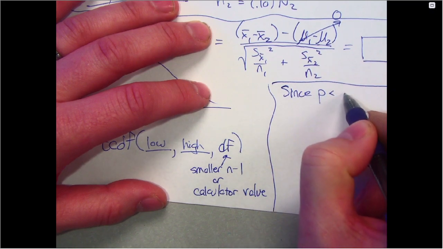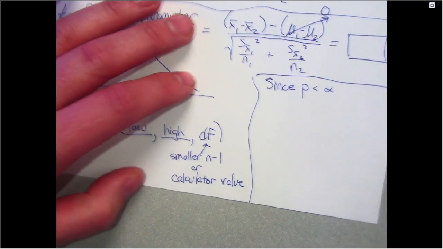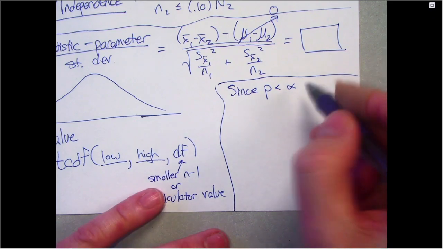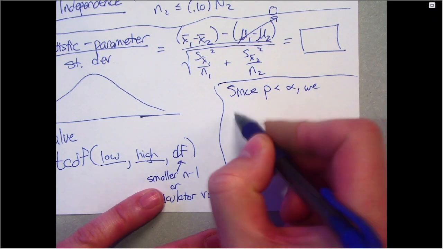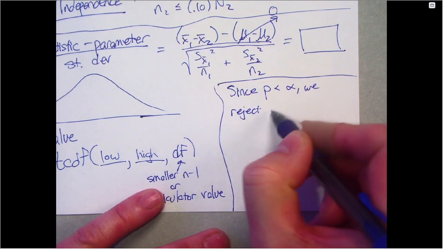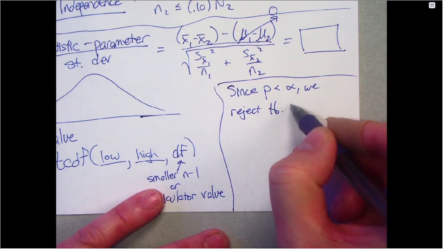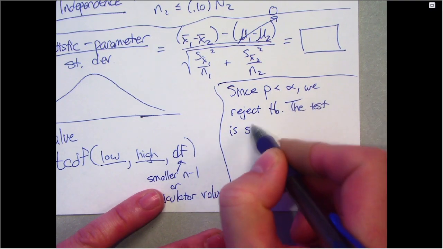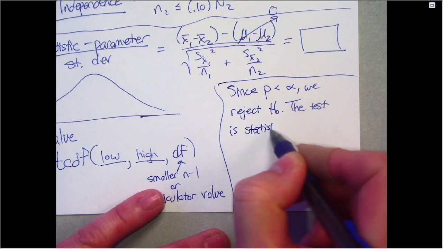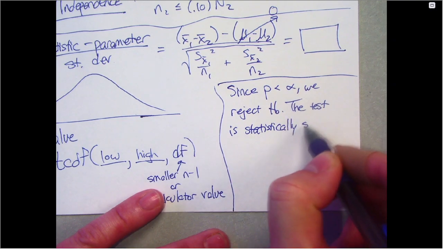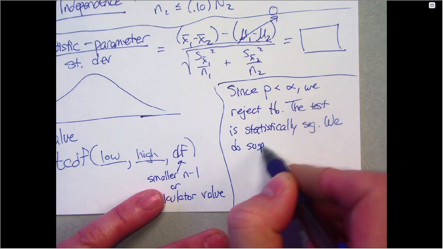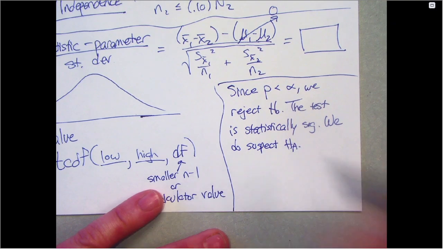So let's do, since p is less than alpha, and then you could reverse it, right? So since p is less than alpha, if this was the case, we would reject H0. The test is statistically significant. We do suspect HA.